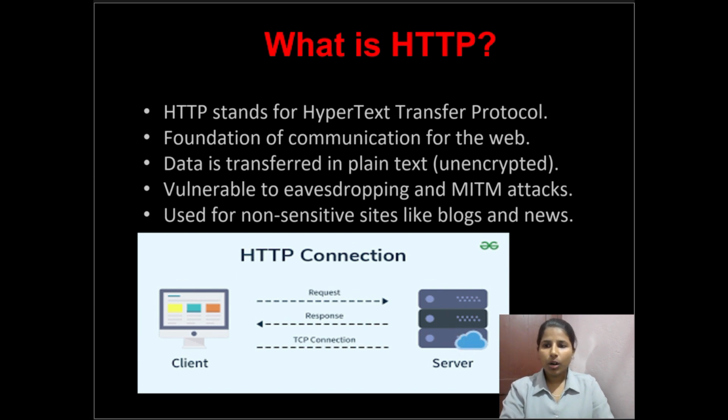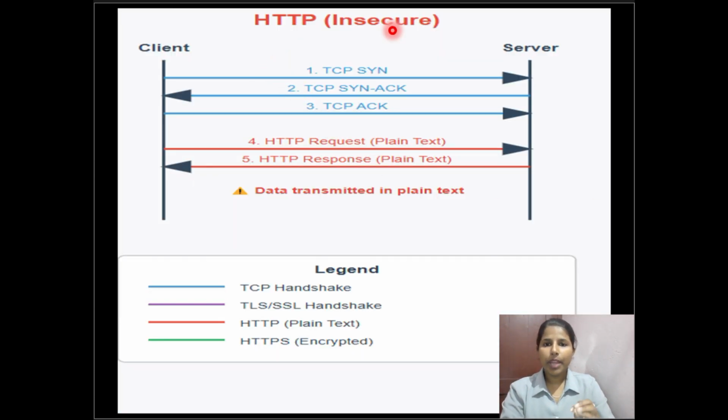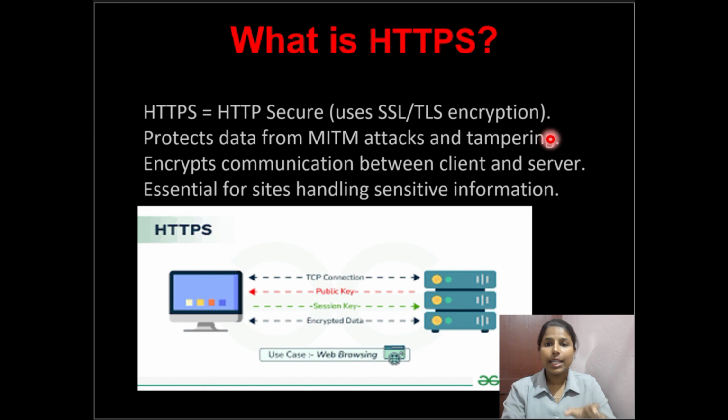Now let's look at the HTTP handshake. As I mentioned, it's insecure. The client sends a TCP SYN message, and the server accepts that and sends a SYN-ACK, the acknowledgement, and then they start sharing the content. The HTTP request is plain text, and the HTTP response is the reply in plain text. So data is transmitted in plain text. That is how HTTP transfer happens, and now we can see what HTTPS is.